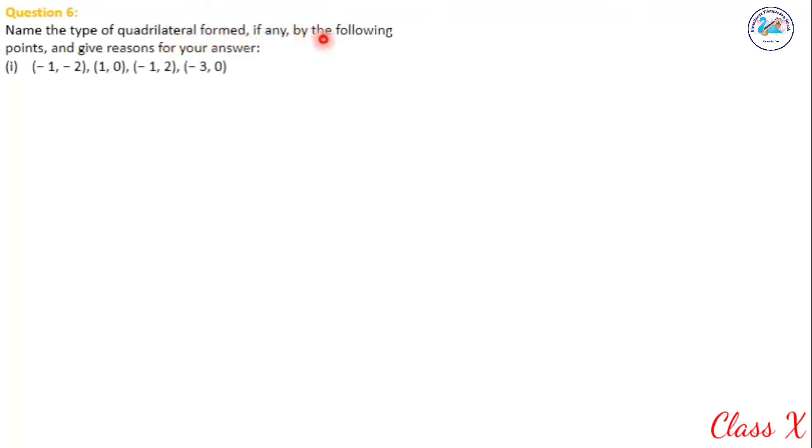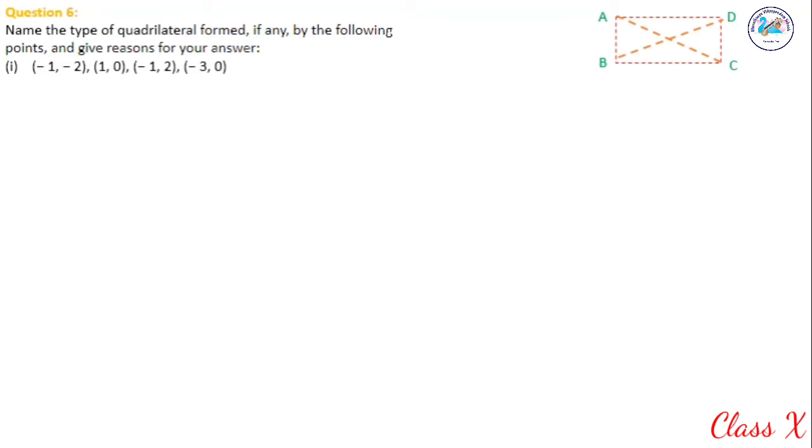The question is, name the type of quadrilateral formed, if any, by the following points and give reasons for your answer. The points given to you are (-1, -2), (1, 0), (-1, 2), (-3, 0). So before starting to solve this question, let us have a rough diagram. You can draw any four-sided shape and plot the points or vertices A, B, C and D as you wish, because I have taken the vertices as A, B, C and D. If you feel any inconvenience, you can choose some other alphabet.